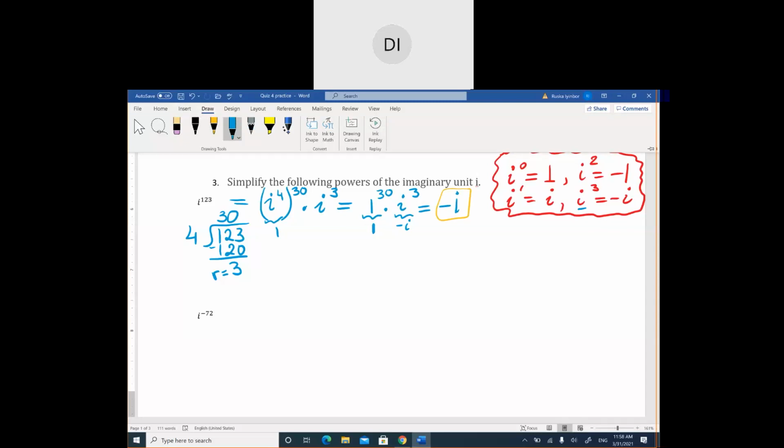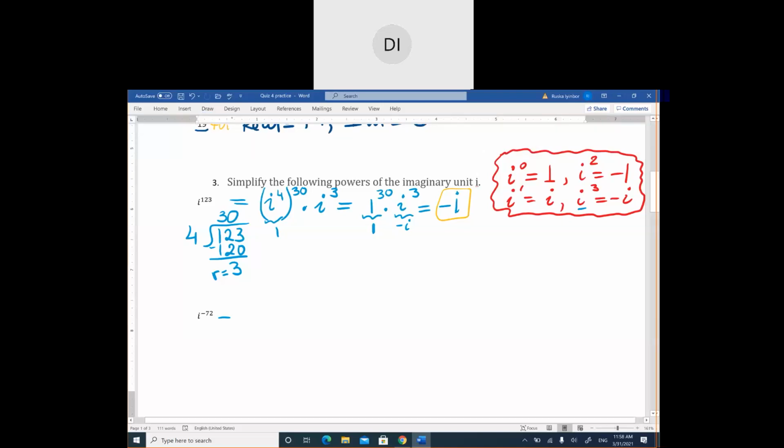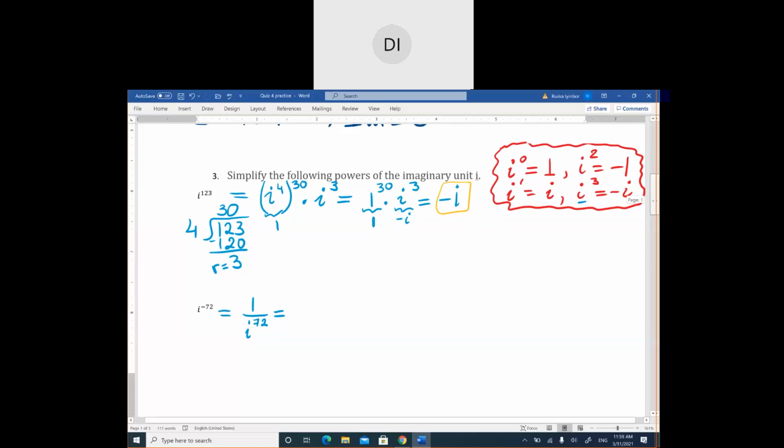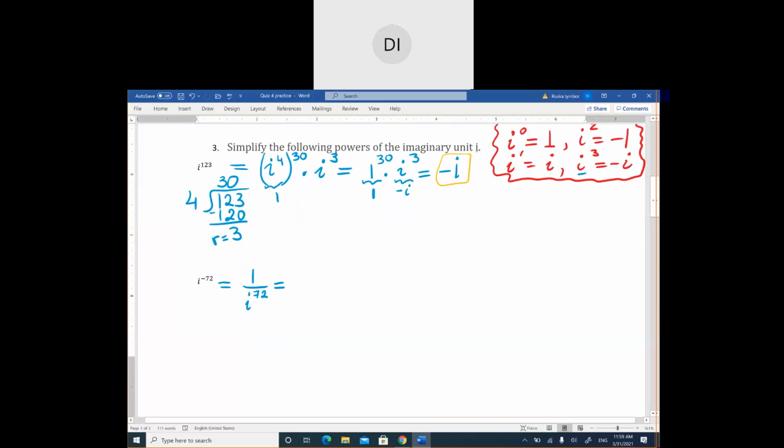In the next example, we have a negative exponent, -72. So what you're going to do here, we can flip it over. So it's going to be 1, or make it positive, over i to the 72, positive 72. So now here, we're going to do the same with 72. We're going to divide 72 by 4. And that's going to be what? It's a whole 18, it's exactly 18, right? Okay. So you're going to get 18 with remainder 0.